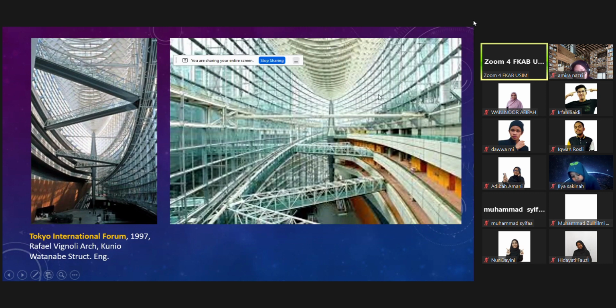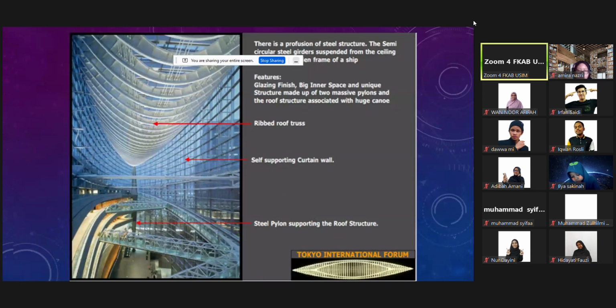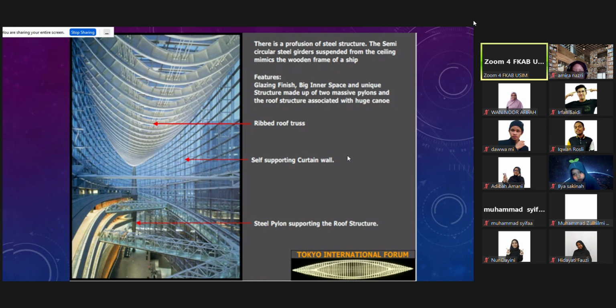So the forces are interesting too. Here is some detail on the element. It says there is a profusion of steel structure here, and then semi-circular steel girders, these are called girders, suspended from the ceiling, mimicking the wooden frame of a ship. It's like a ship. The small picture below shows the Tokyo Forum and a ship. The features include the glazing, finish, big inner space, all the details.